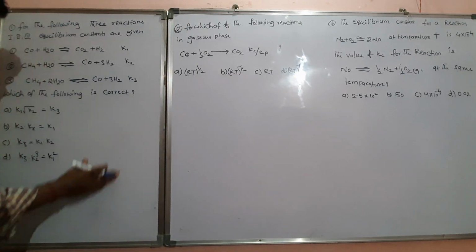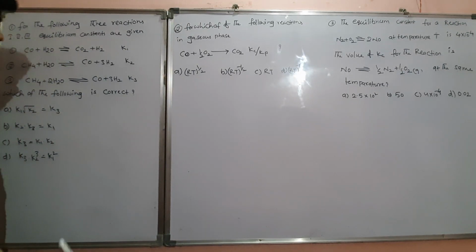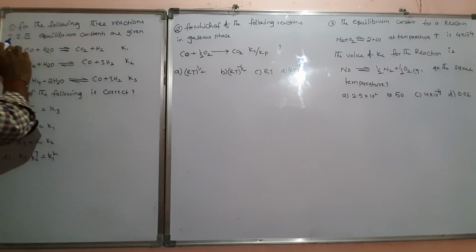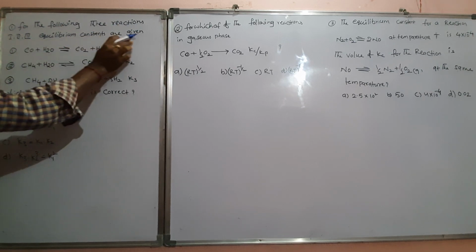Part of crash course. I am going to cover today chemical equilibrium. So in this chemical equilibrium, first question: for the following three reactions, first, second, third, equilibrium constants are given.